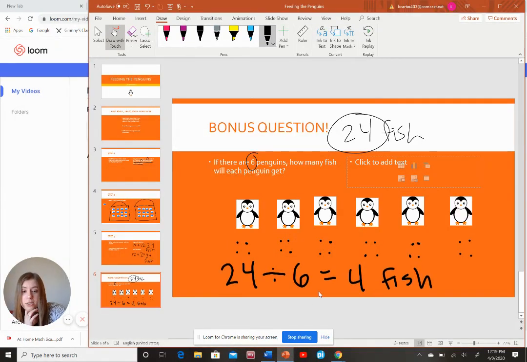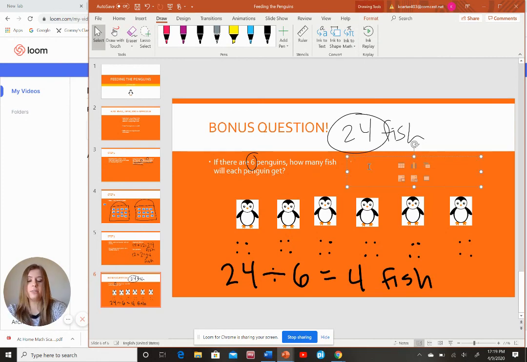Okay, so again, this equation means that we had 24 fish in all. We divided the 24 fish into 6 groups for the 6 penguins. And when we did that, each penguin was able to have 4 different fish. So we read this as 24 divided by 6 equals 4 fish. Right? And lastly, if we wanted to write our answer in a sentence, we would say, each penguin could have 4 fish. Okay, so that's our answer.